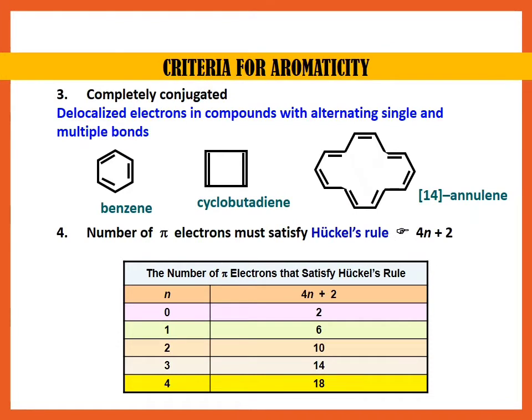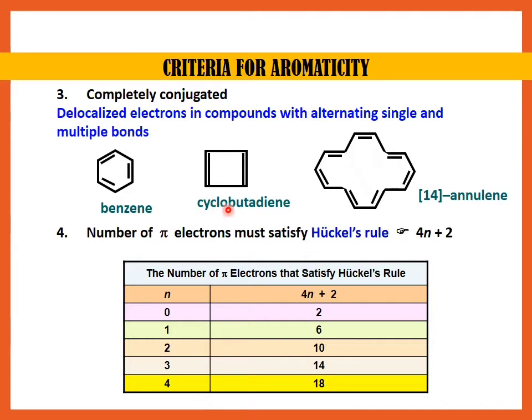Number 3, the criteria of aromaticity is completely conjugated. What is meant by completely conjugated here is delocalized electrons in a compound with alternating single and multiple bonds. Okay, for example, look at this benzene ring. The double bond here alternates with this single bond: double bond, single bond, double bond, single bond. So this is what is meant by completely conjugated.